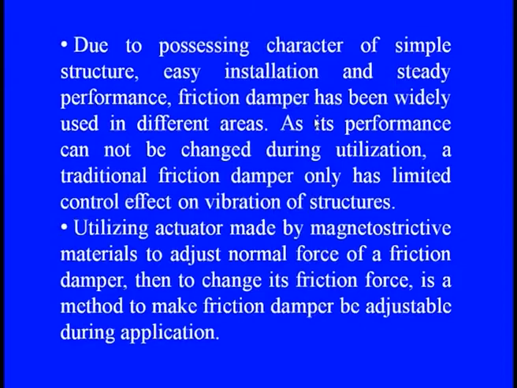As its performance cannot be changed during utilization, we can say that the friction damper can be adopted at the structure where the vibration features are quite significant. Utilizing an actuator made of this magnetostrictive material, we need to adjust the normal force of the friction damper, and then we can change its frictional forces, which is always adjustable because of the simplicity in manufacturing these magnetostrictive materials.